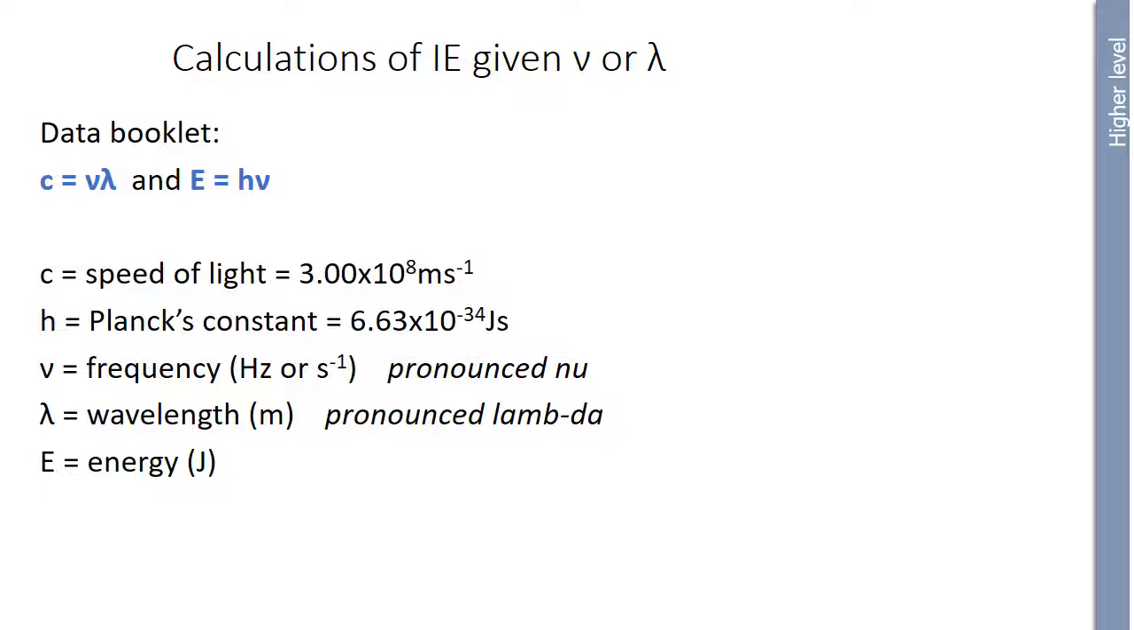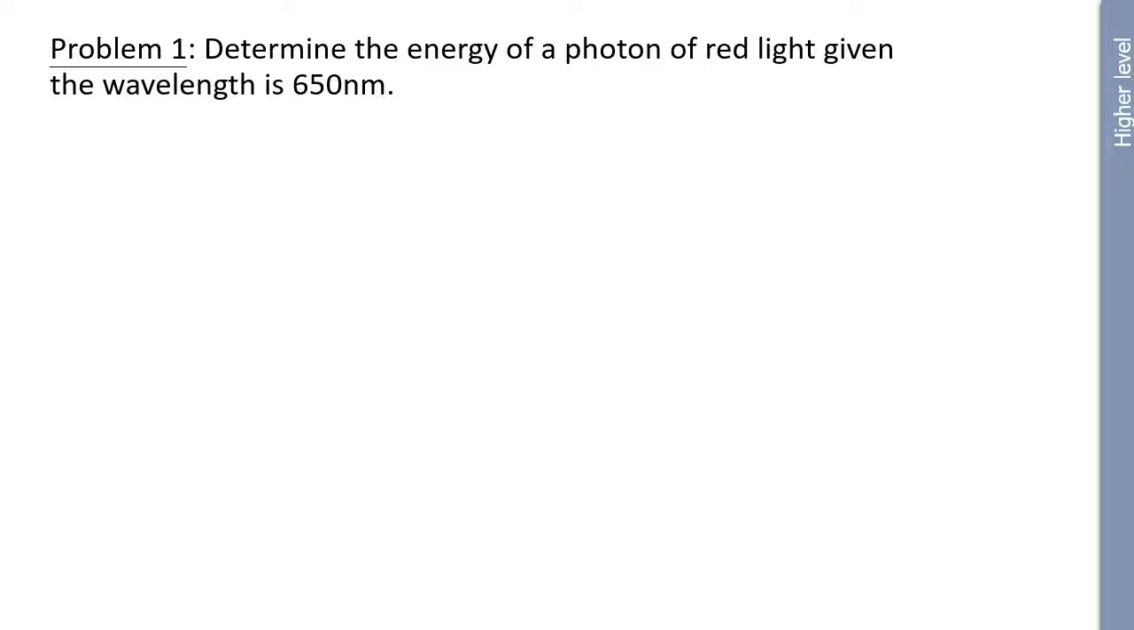So from your data booklet you have these two equations which we briefly touched on in the first unit. c equals nu lambda and E equals Planck's constant times nu. Where c is the speed of light, h is something which is called Planck's constant, which you're given. Nu is the frequency, which is given in hertz, and lambda is the wavelength. And finally, energy is capital E in joules. So, using those two equations, let's look at some problems.